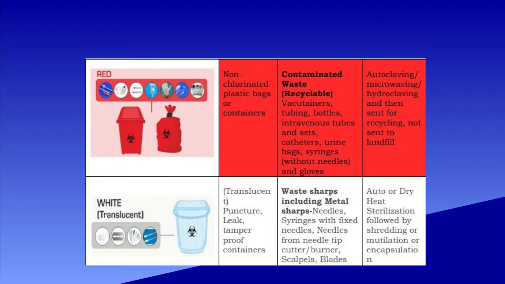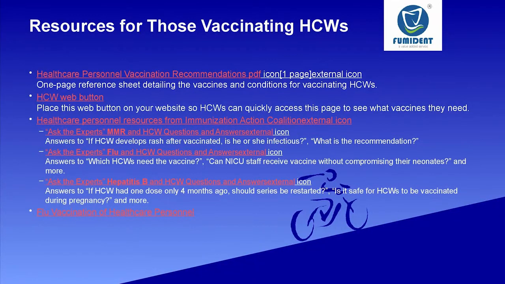Then another type of container is the white container, which is a puncture proof container, in which we discard sharps like needles and scalpels. Everything will be discarded in the white container. It must be a puncture proof container so that it will not create any risk of accidental injury to healthcare staff.